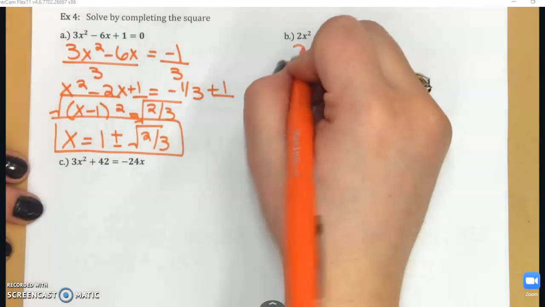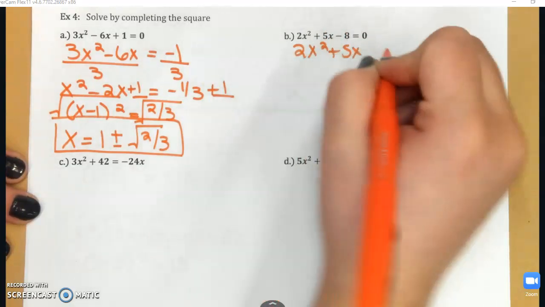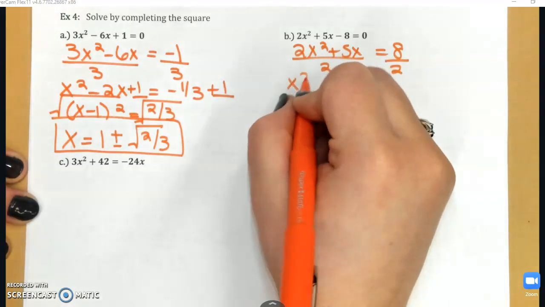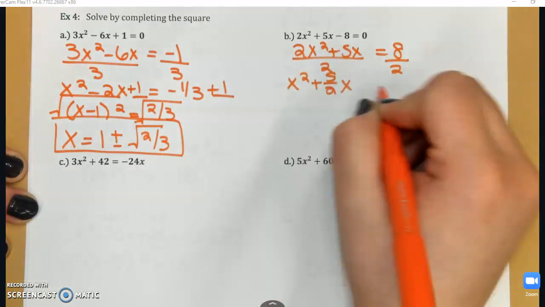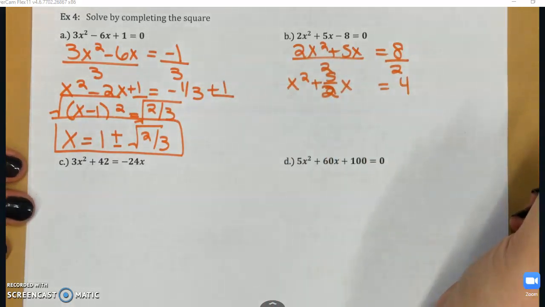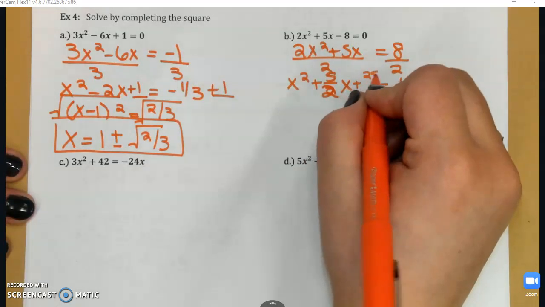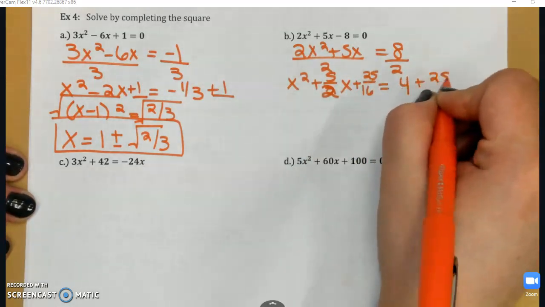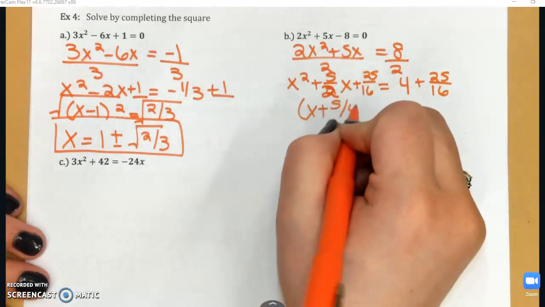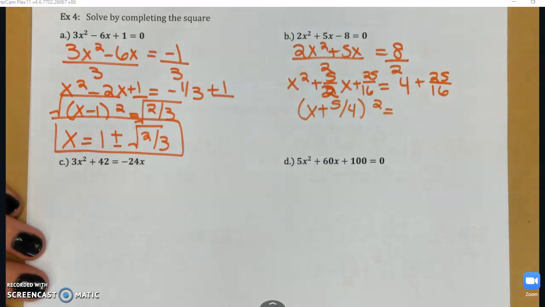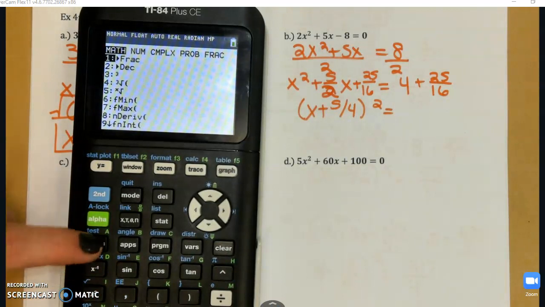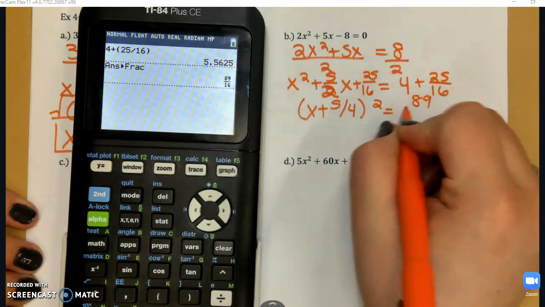Okay, on to b, moving my constant over. A is 2 for this equation, so I'm going to divide everything by 2. Now I need to complete the square. Half of 5 over 2 is 5 over 4. If I square that, I get 25 over 16. So I am going to add that to both sides. So x plus 5 over 4 squared equals, let's get a fraction, 4 plus 25 over 16. That is going to be 89 over 16.